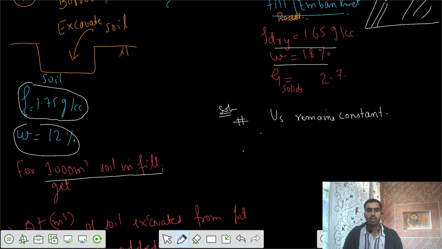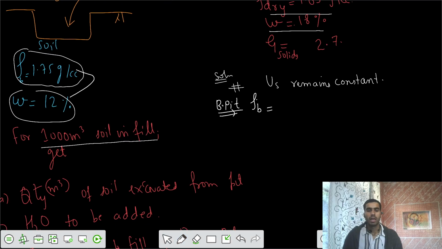So what is the equation for your gamma bulk? We can write in terms of rho bulk also, bulk density. We are calculating for the borrow pit. We are going to use this data as borrow pit. Your rho bulk is actually rho dry into 1 plus E borrow pit, EB. So this is the equation.